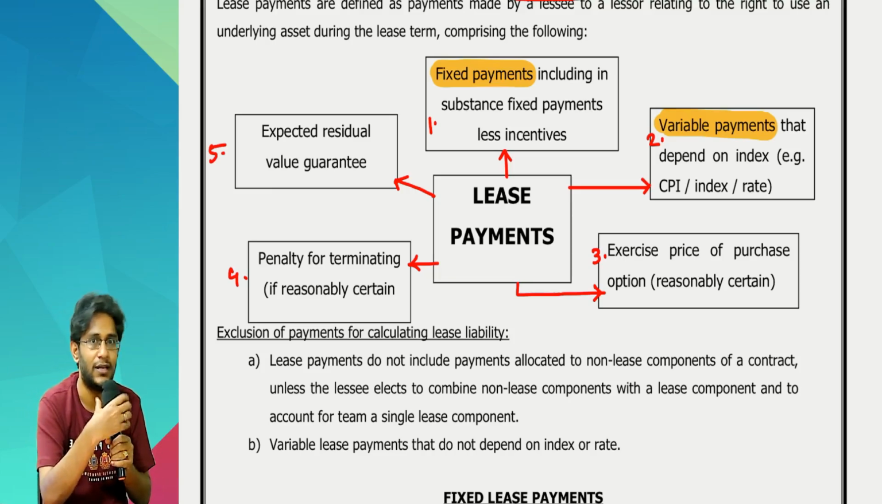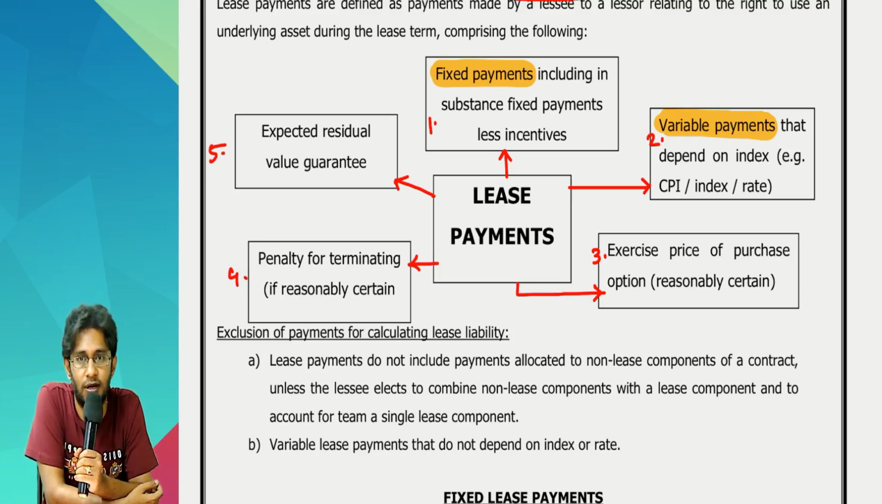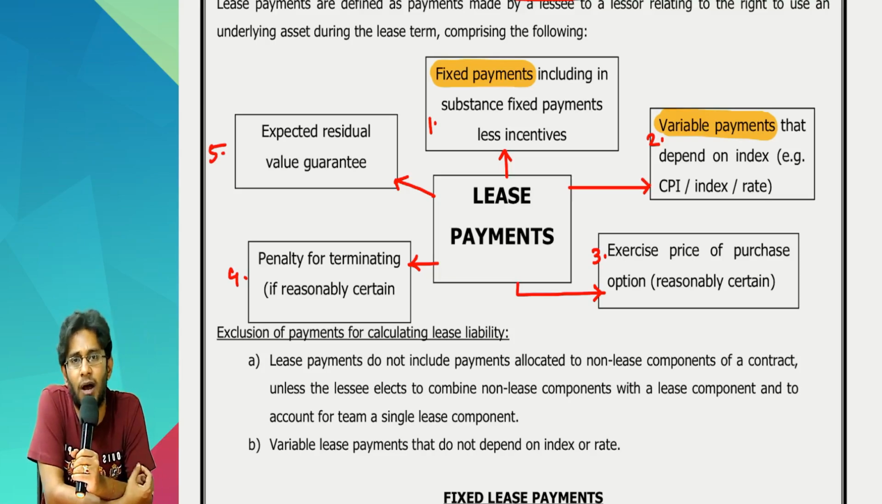The 5th one is the case of guaranteed residual value. You might have definitely heard about this in your CA Inter. The meaning of guaranteed residual value is, suppose you give a new car to me for a period of 3 years on lease. I pay you monthly rent. After 3 years, the car goes back to you.